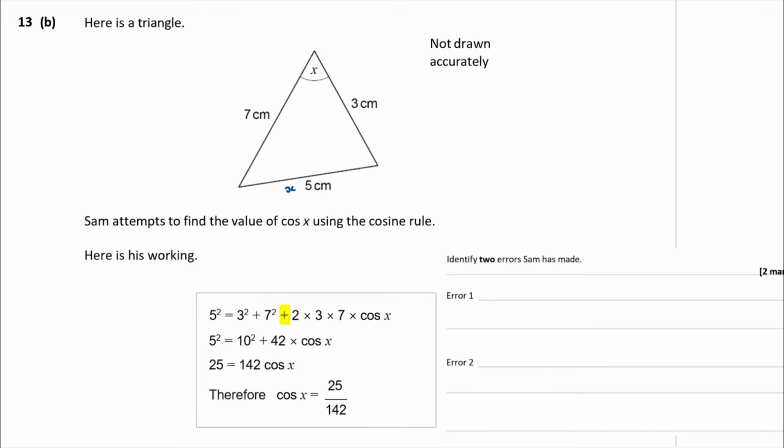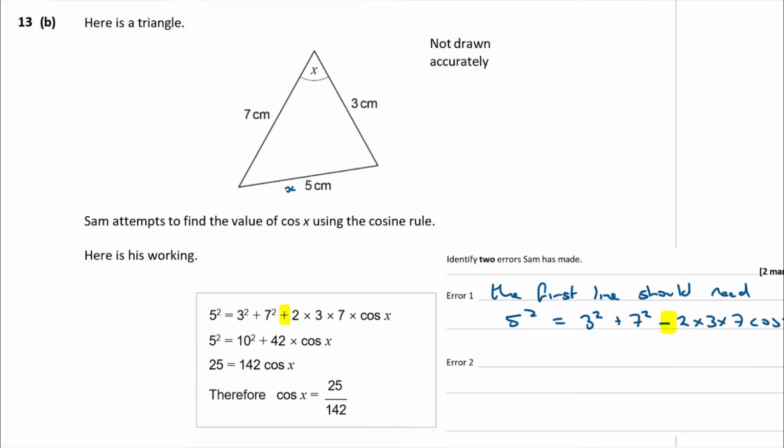So the first line should read 5 squared equals 3 squared plus 7 squared minus 2 times 3 times 7 times the cos of x. Okay? Yeah, so it should be a minus sign there in the middle.